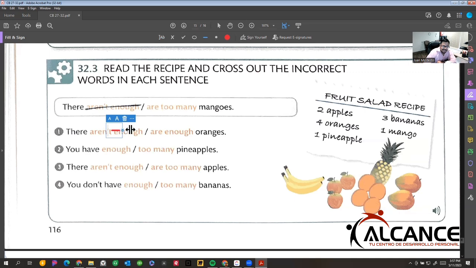Si hay suficientes. Ahora para pineapples. How many pineapples we got? We got 1. How many we need? We need 1. Necesitamos una. So es you have enough pineapples. Yeah, you guys do the next 2. You just look at the recipe and see if you have enough here, right?